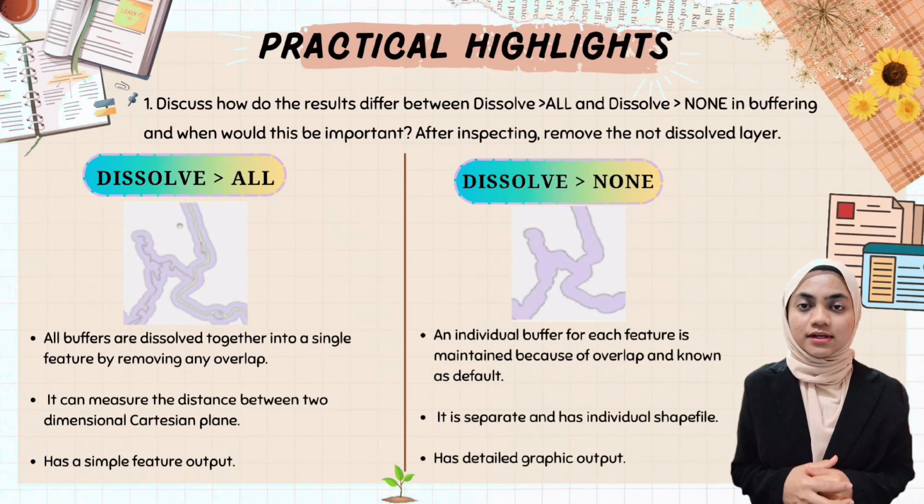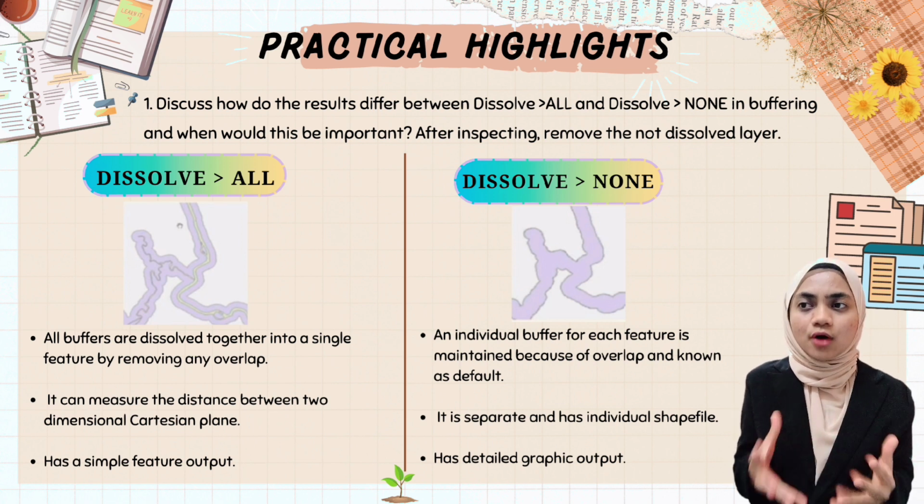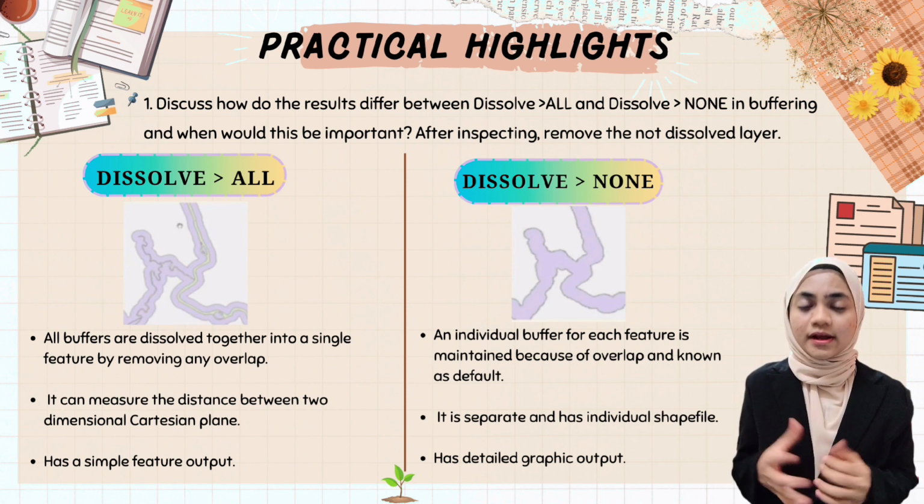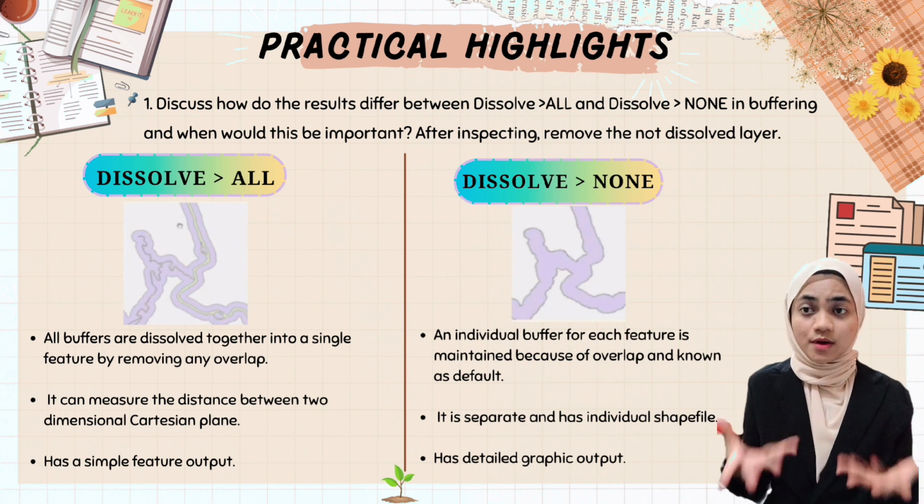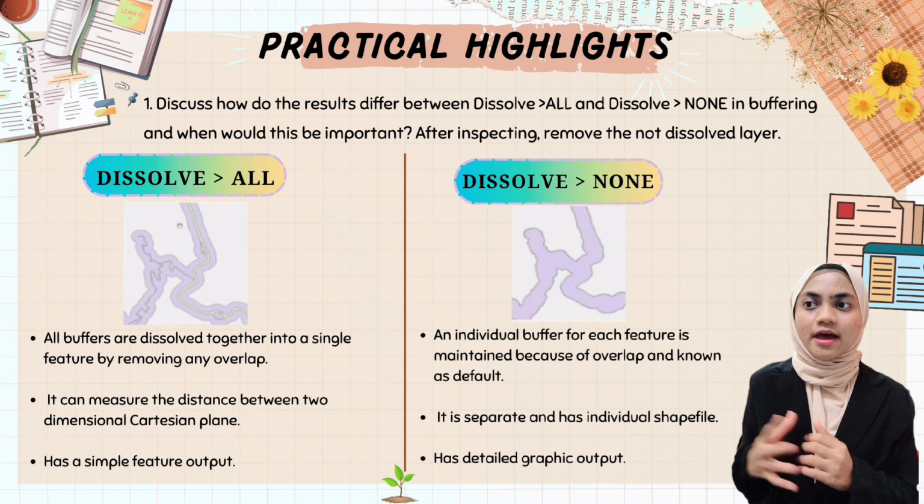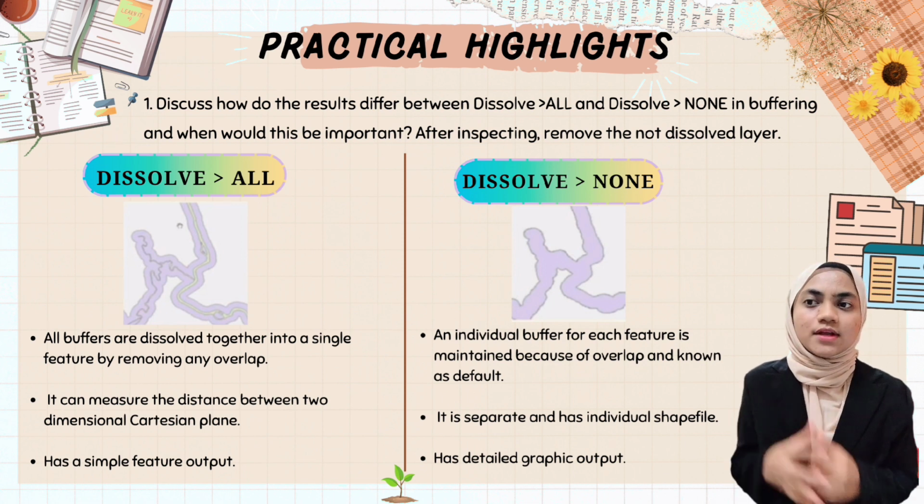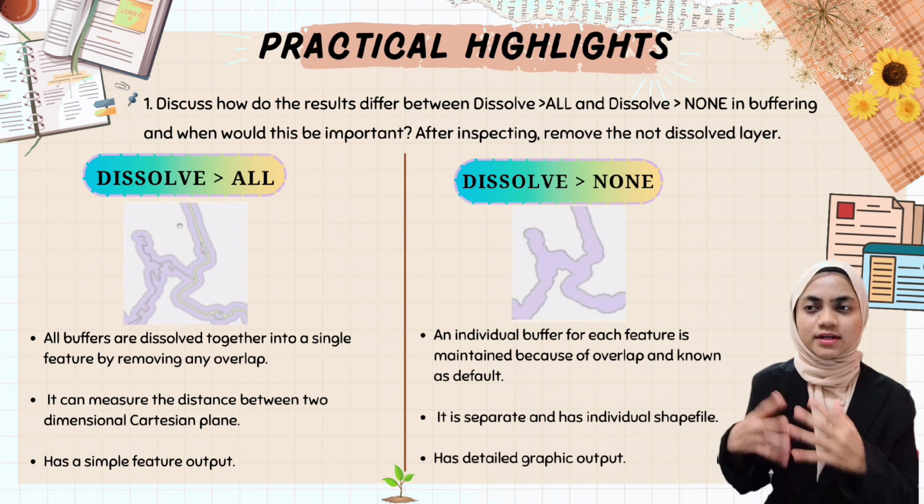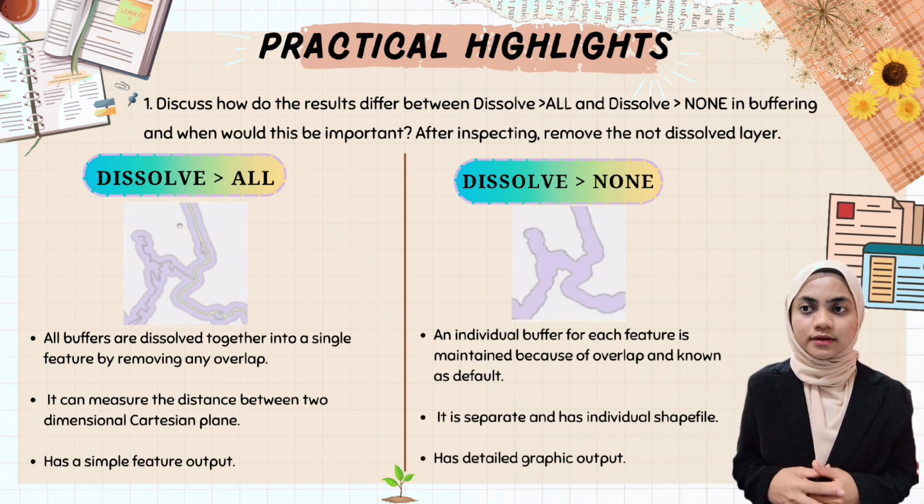And now let's start with the practical exercises for this module. The first question is, discuss how the results differ between dissolve all and dissolve none in buffering and when this will be important. So first of all, what is buffering? Buffering is an important tool for determining the area covered around a specific location, and an optional dissolve can be performed to remove overlapping buffers.